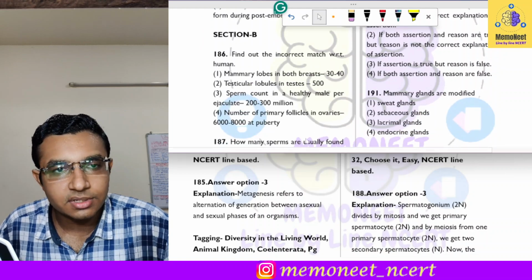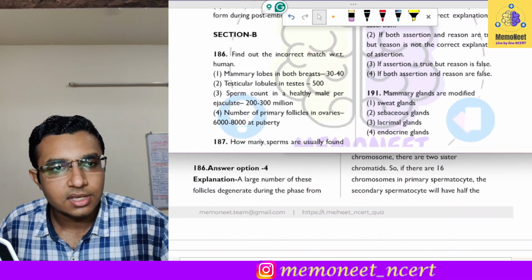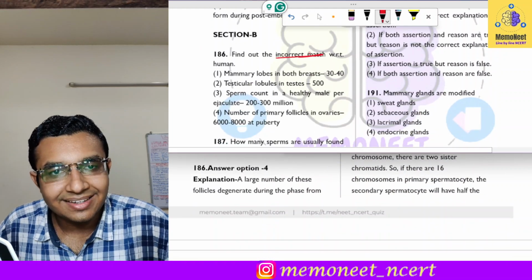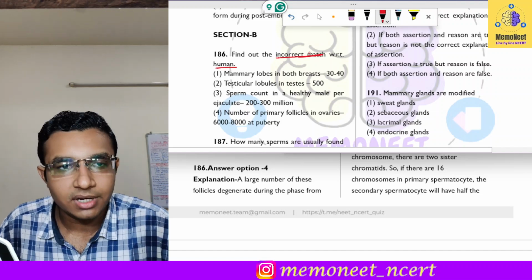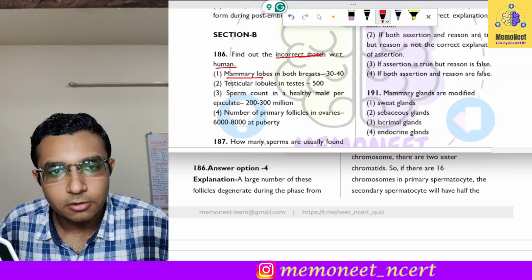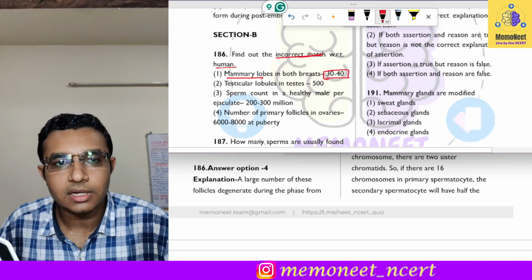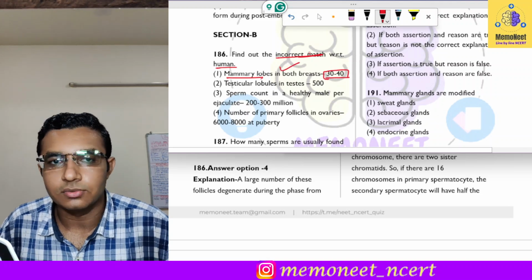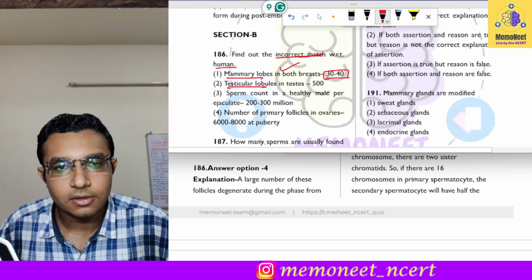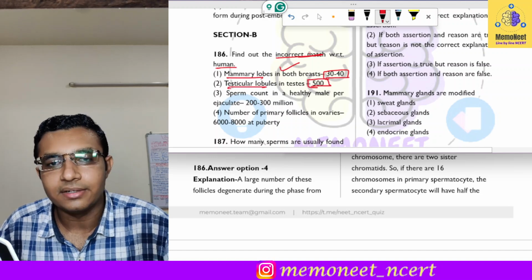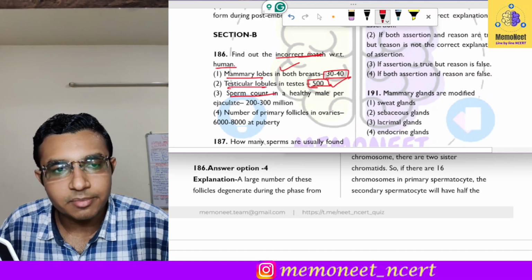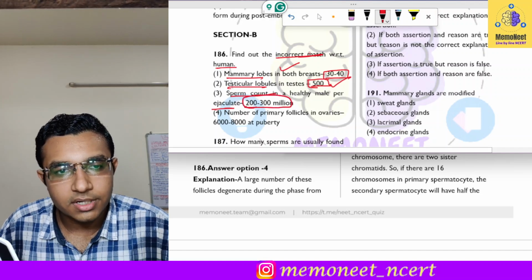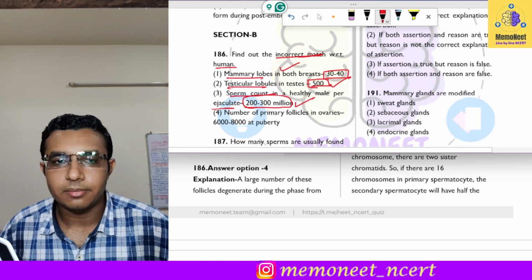The next question is question number 186. In this we have to find the incorrect match with respect to the humans. Okay, so let us see the options one by one. The first option is mammary lobes in both breasts are 30 to 40 in number. So yes, this statement is true. The second statement is testicular lobules in the testes are around 500. So yes, this is also true. The third is sperm count in a healthy male per ejaculate is around 200 to 300 million. So this statement is also true.